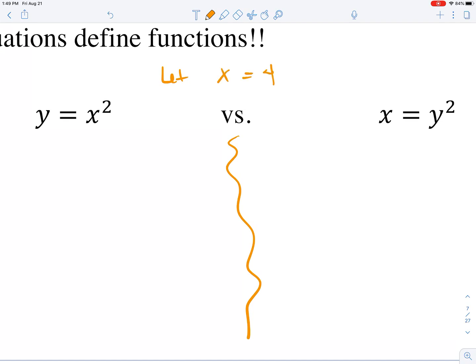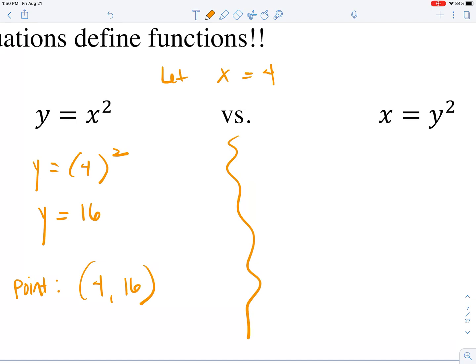In this first equation, y equals x squared, if we substitute 4 in for x and simplify, we would end up with y being equal to 16. And that would tell us that the point (4, 16) would lie on the graph of y equals x squared. So a point on that graph would be (4, 16).